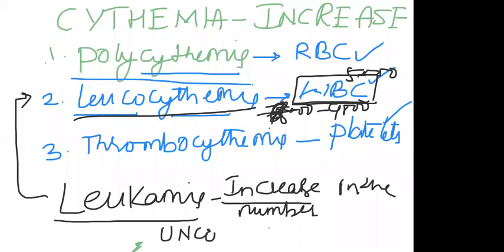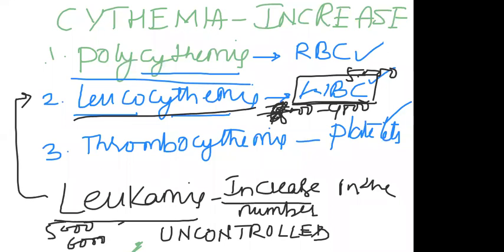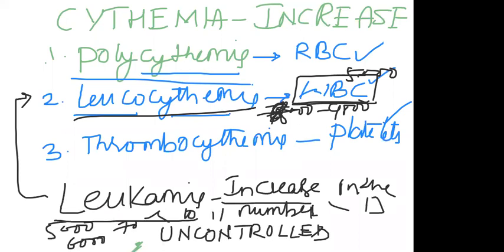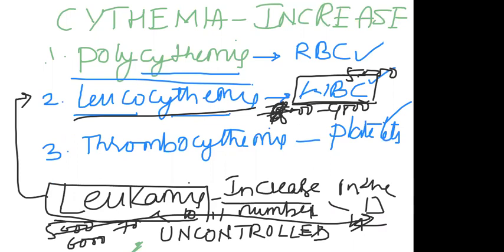uncontrolled increase. That's what I'm saying. Leukemia is not equal to leukocythemia. Leukemia and leukocythemia are different. Uncontrolled division of cells, we say. That means today 5,000, maybe 6,000 afterwards, 7, 8, 9, 10, 11, 12, 13, 14,000. That means it will increase uncontrollably. We call it leukemia. You may know it as a general word, blood cancer.